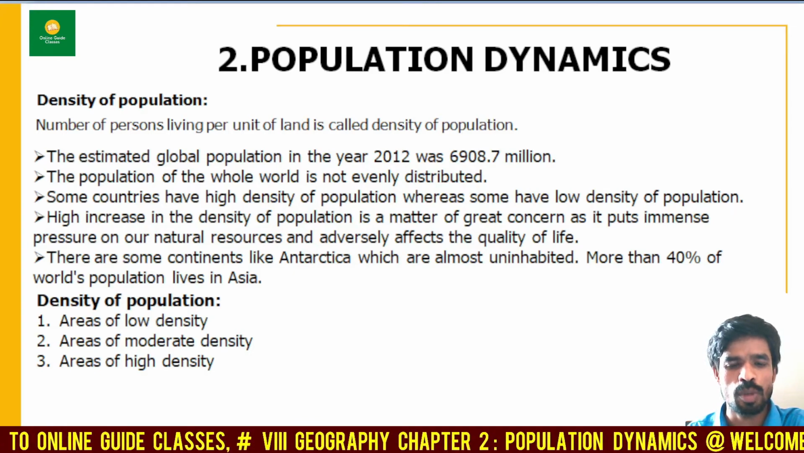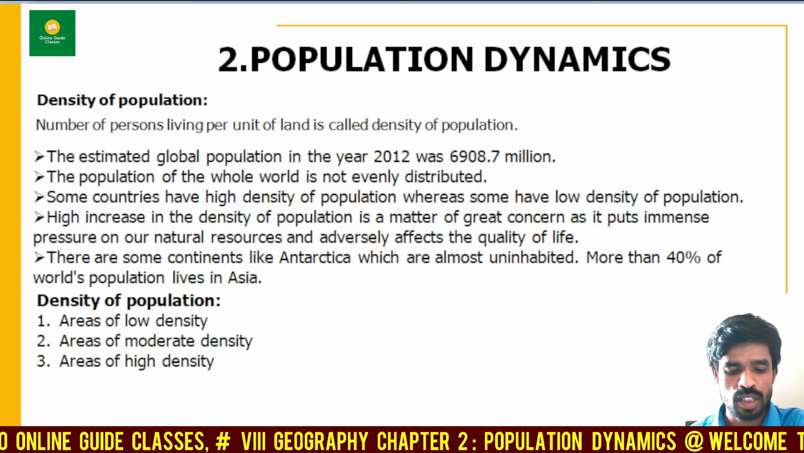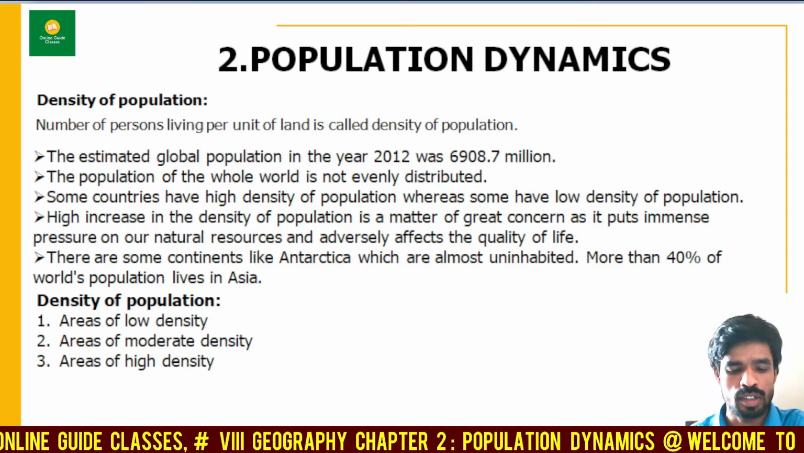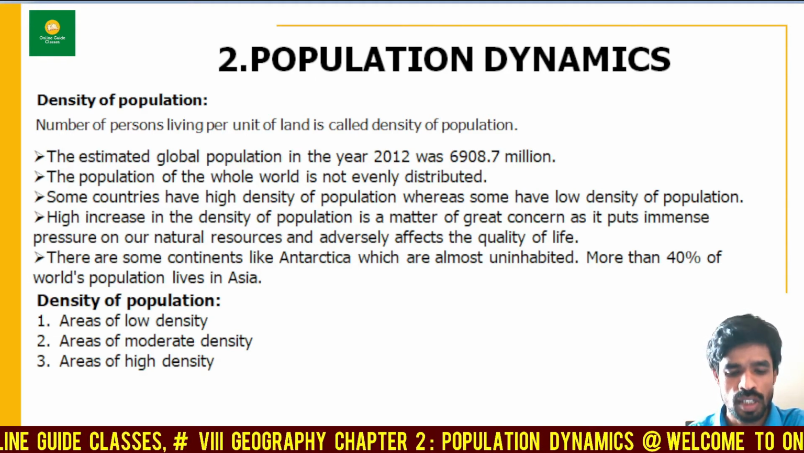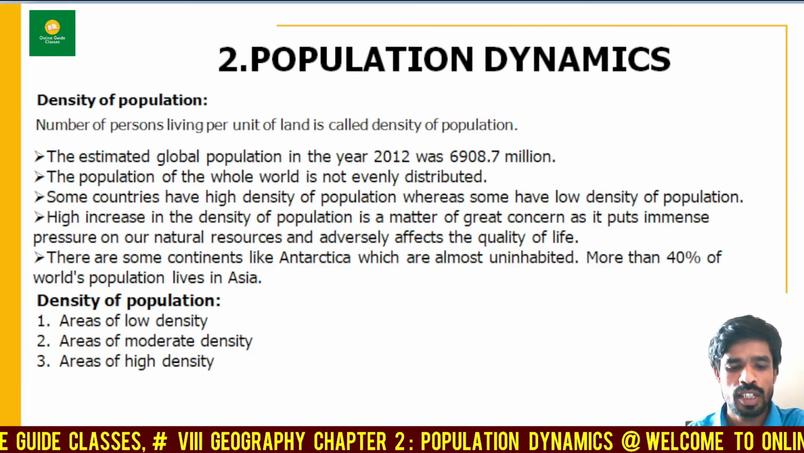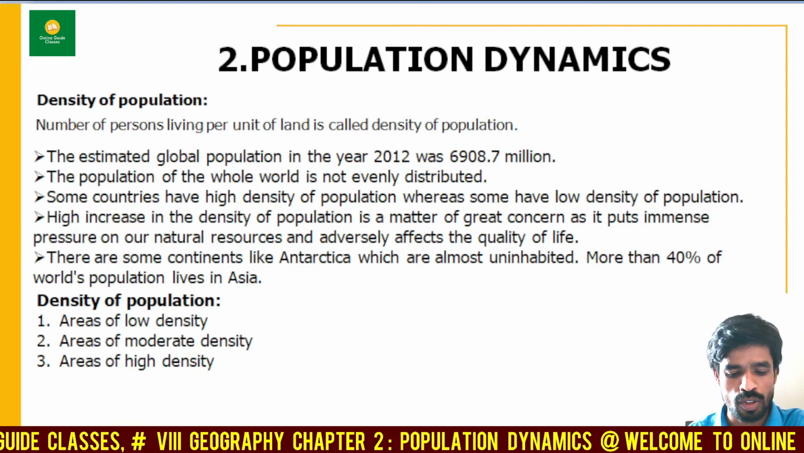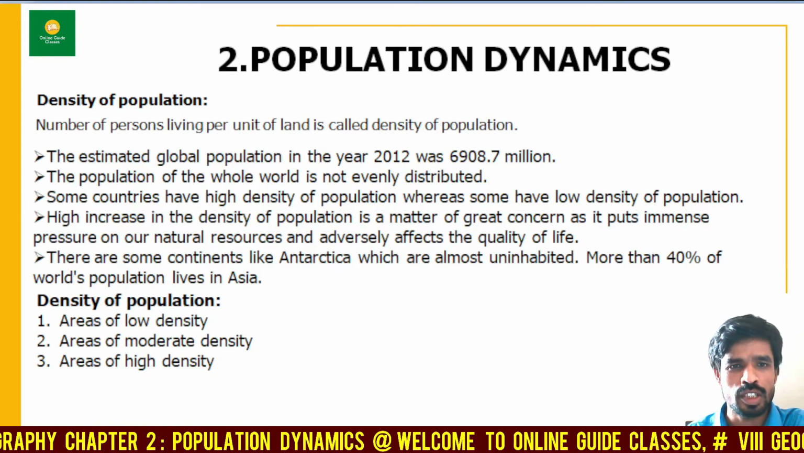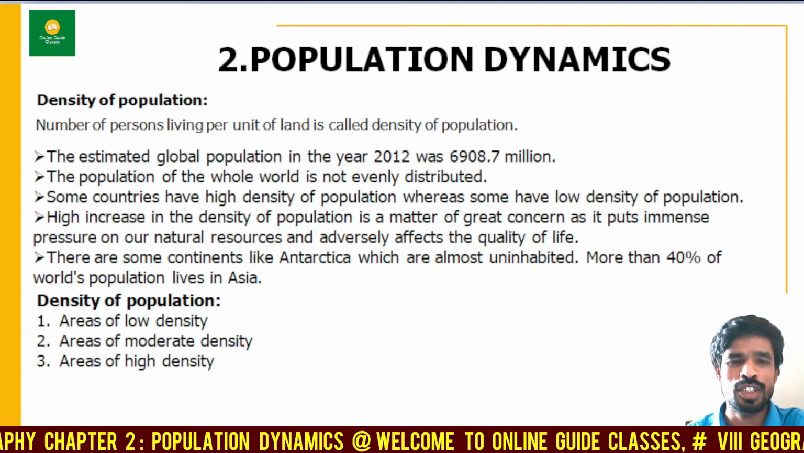In the distribution of population, we have studied that the population is distributed unevenly, right? In some places we found high density of population. In some places we found a very low density of population. Now let us move to the next topic, that is density of population.